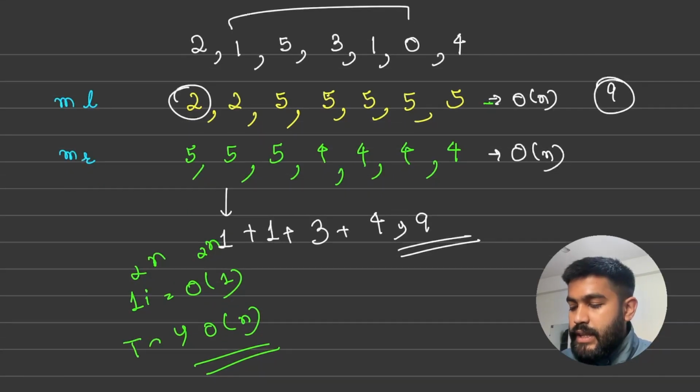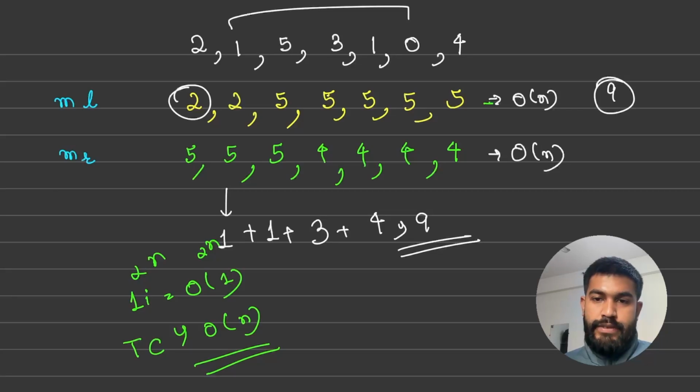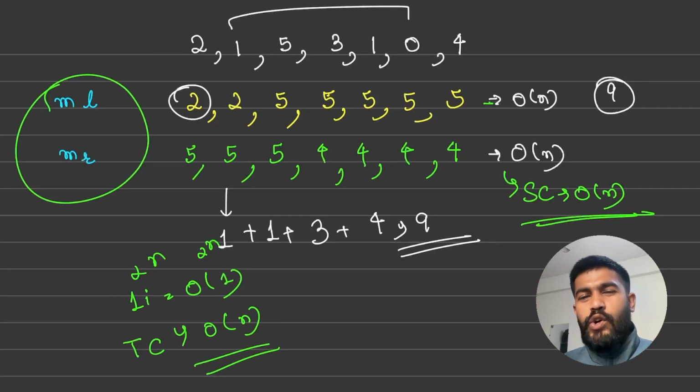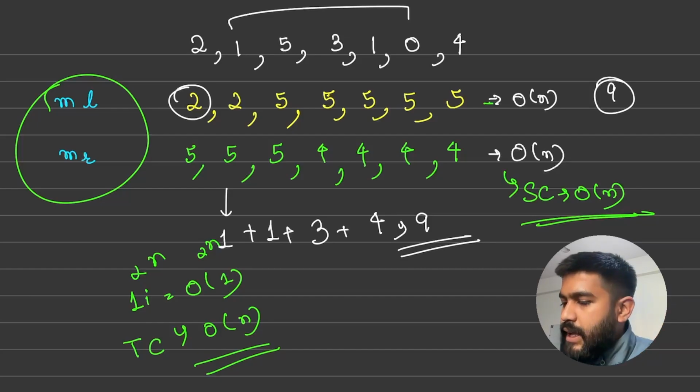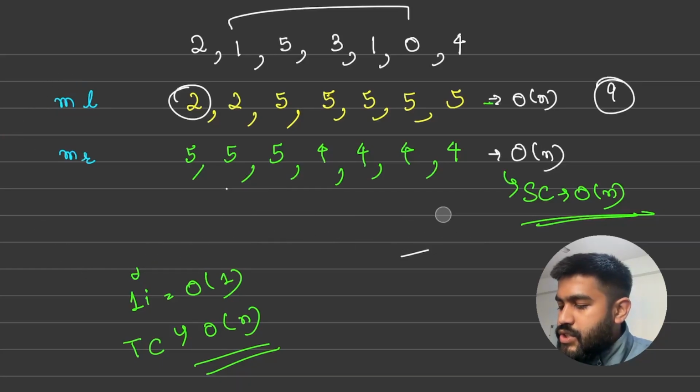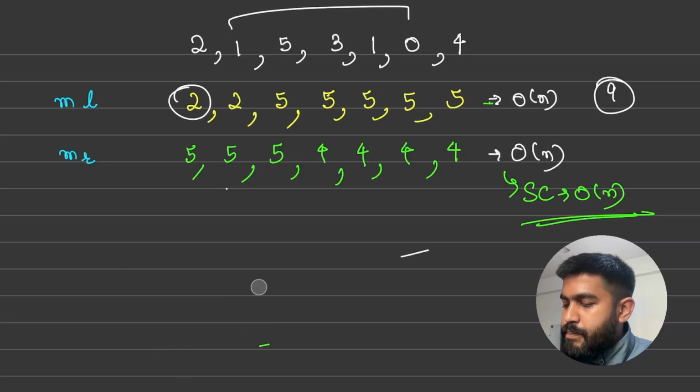So now the time complexity is big O of n, and the space complexity is also big O of n, because we are using two auxiliary arrays. It is basically 2 multiplied by n, but ignoring the constant, it is big O of n. Now let me show you a very important observation by which we can optimize the solution.